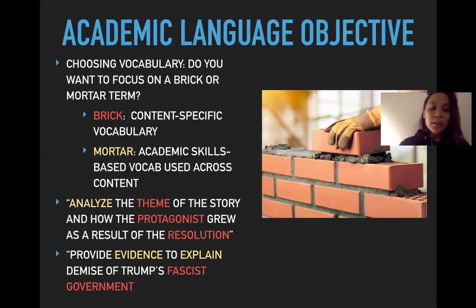So this is a history objective. Provide evidence to explain the demise of Trump's fascist government. That's my wishful thinking. Notice here the words evidence and explain are more of those mortar terms, right? So you figure out if you want to focus more on those kinds of terms and front loading those, or maybe you want to focus more on the content related terms, which is like fascism or government, right? I hope that makes sense.